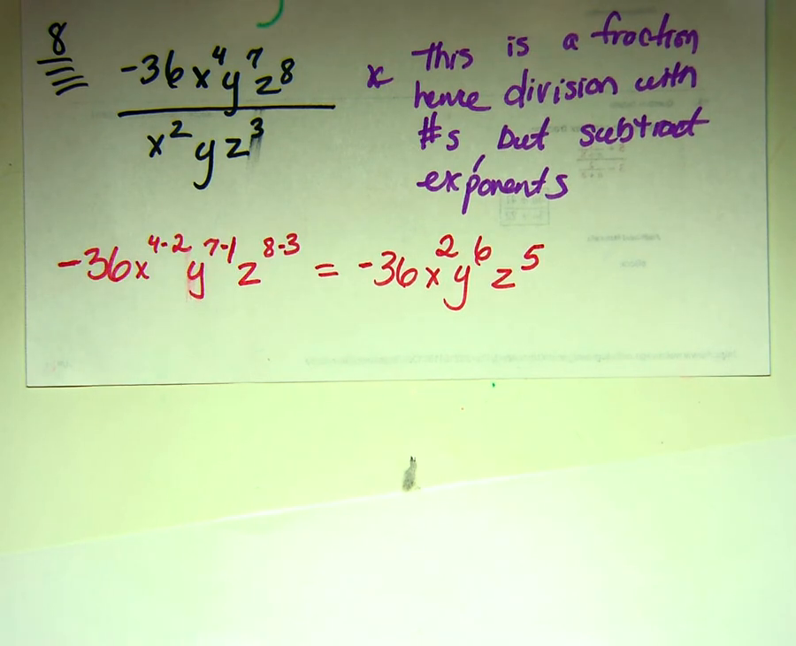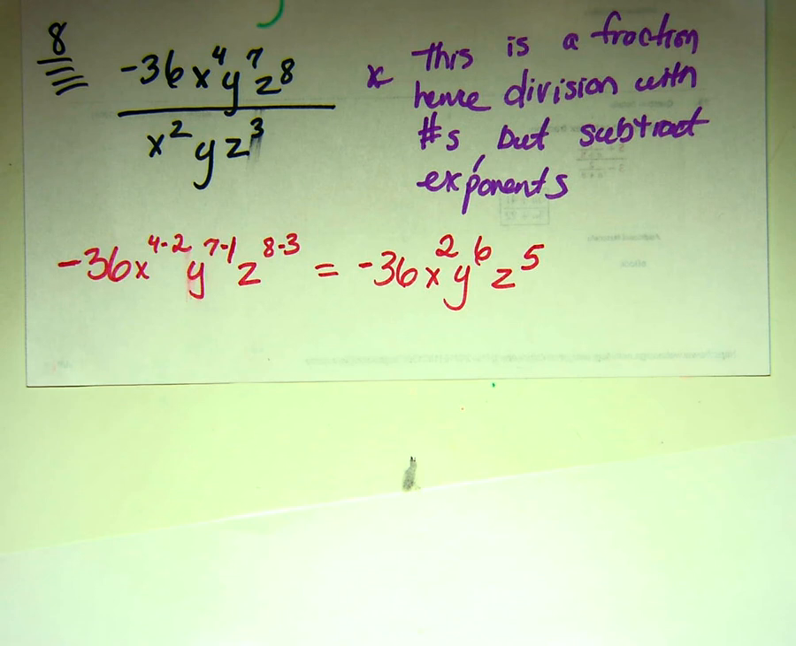Now we have something that's a little bit different. With the previous example, we multiplied. Now notice how it's given to you as a fraction. So the opposite of multiplication is a division. So since this is a fraction, we're going to assume that it's division. But also take note, unlike multiplication, we're going to subtract our exponents. Remember, when we were multiplying, we added our exponents. So we're going to divide everything.